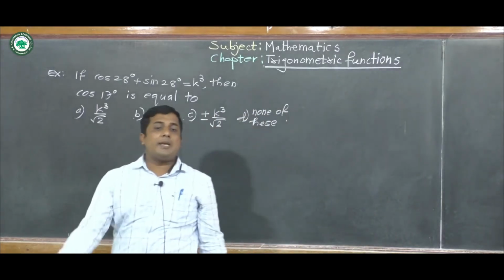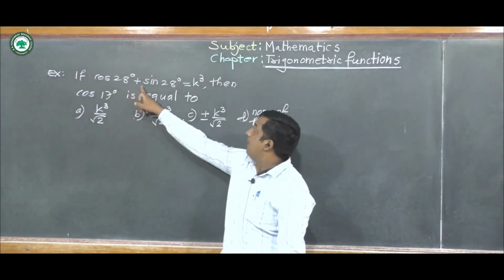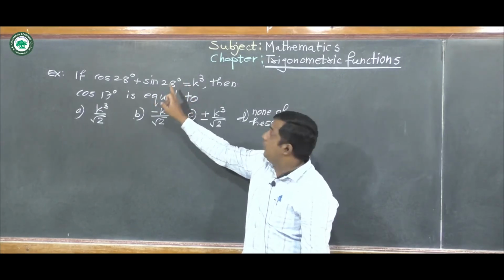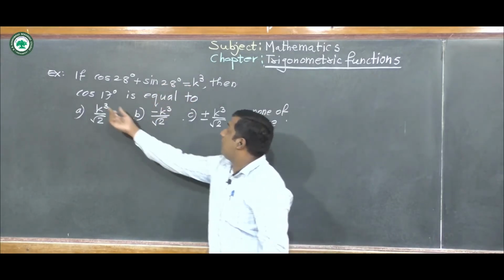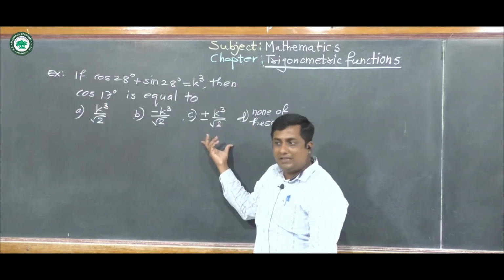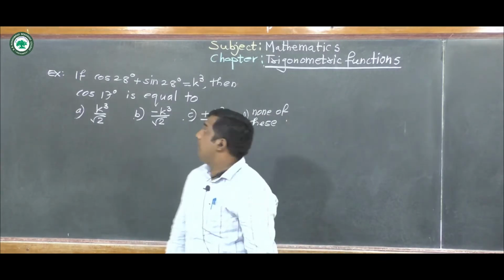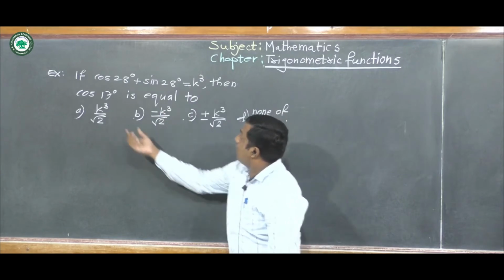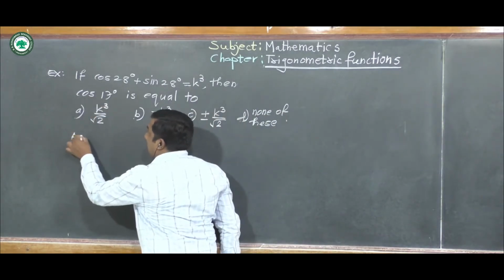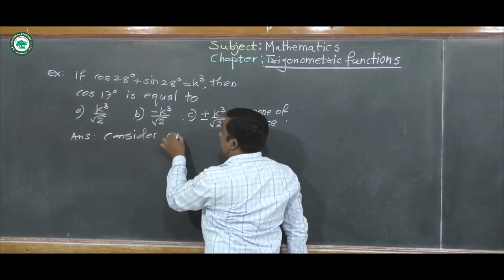So here expression is given, given cos of 28 degree plus sine of 28 degree is equal to k cube, and using the given things we have to find value of cos of 17 degree, and here options are like this. Here to solve this type of equation, firstly we consider here cos of 17 degree. Okay, so here in the answer we consider cos of 17 degree.